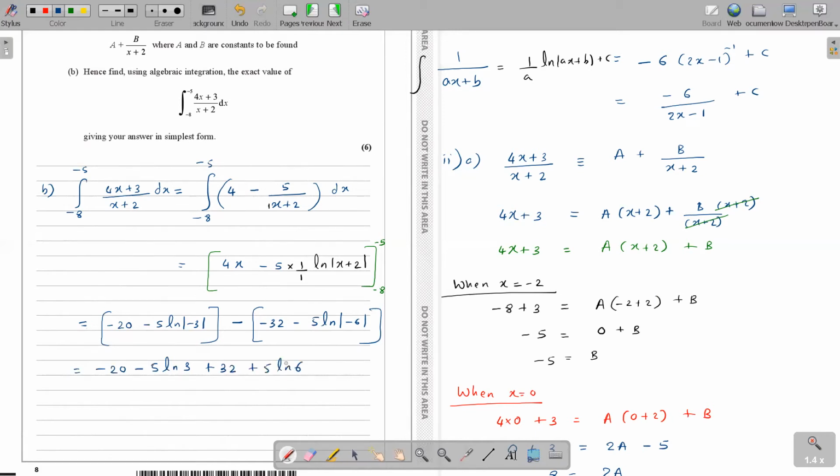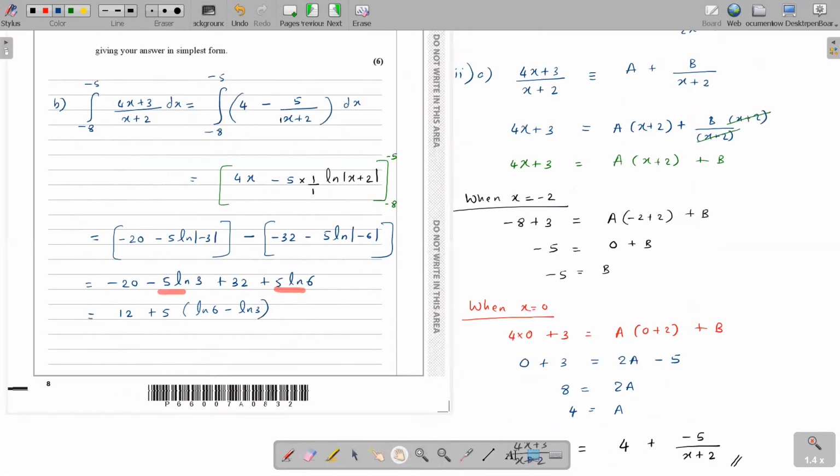Okay, so let's simplify. 20 plus 32 is going to give me 12. There's a minus 5 ln 3 and a plus 5 ln 6. If I take a plus 5 out from these two, 5 is common, I end up getting ln 6 minus ln 3. Subtraction of logarithms with the same base is a division. So 6 divided by 3.